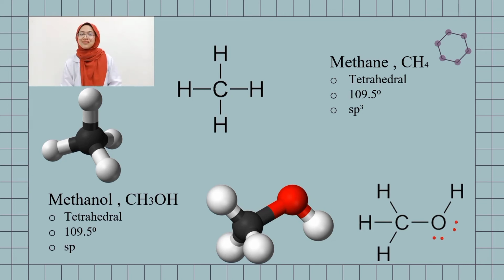Let's take a look at the molecular geometry for CH3OH, that is methanol. So we start with our Lewis structure. The central atom is the carbon. By looking at this, it gives us a steric number of 4 and there are 0 lone pairs, so it gives us a tetrahedral shape with the angle 109.5.